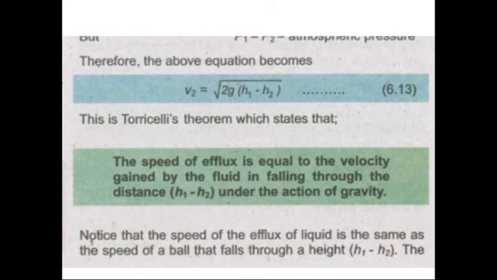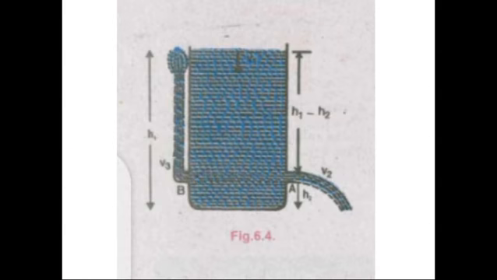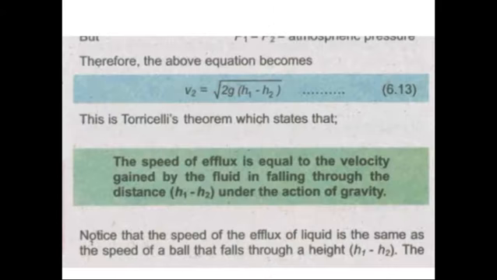So this is known as Torricelli's theorem, and it explains that the speed of the efflux, meaning the point through which water is ejecting out, is equal to the velocity gained by the fluid in falling through a distance h1 minus h2. This is under the action of gravity. Understood? When water is falling, it is under the action of gravity. So this is known as Torricelli's theorem.